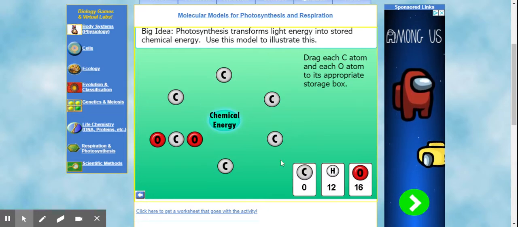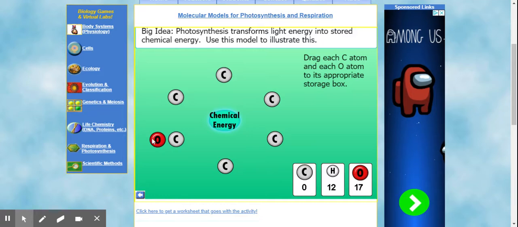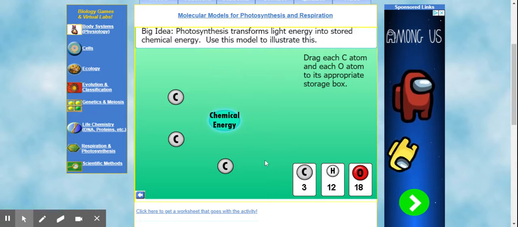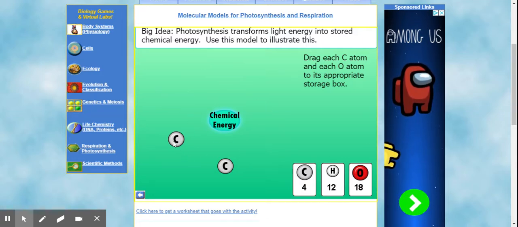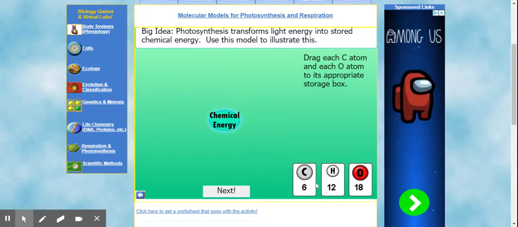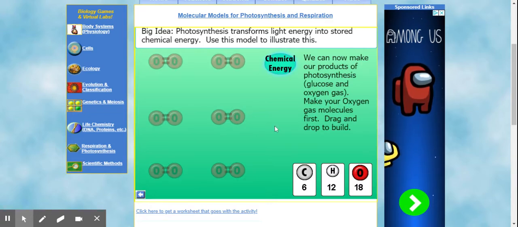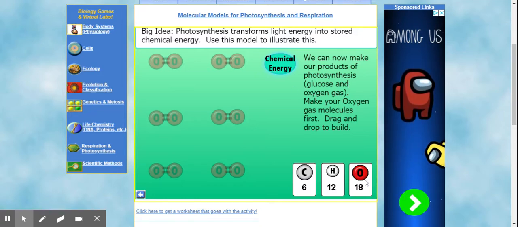And we're going to use those exact same atoms to make sugar and oxygen as the products of photosynthesis. Now, the C stands for carbon. Carbon is another element that is in, well, carbon dioxide. That makes sense. So now we can use what we just got from the reactants to make the products, oxygen gas and glucose. So the first thing we're going to do is build some oxygen gas.